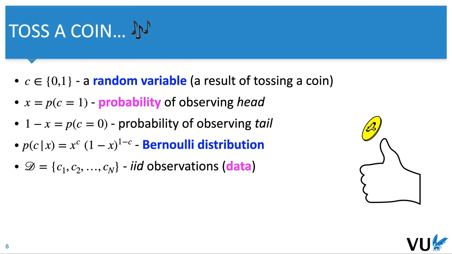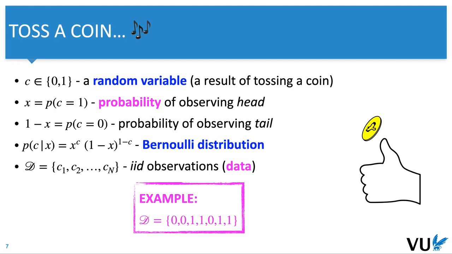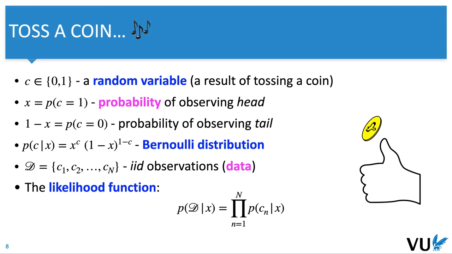And we assume that we have our data, so we have these tossed coins, and we assume that these are IID. What does it mean? It means that every single coin toss is independent, and all of them come from one single, the same coin, so they follow exactly the same probability distribution with the same parameter x. For example, we can start tossing a coin, and let's say that we have tail, tail, head, head, tail, head, head, for instance.